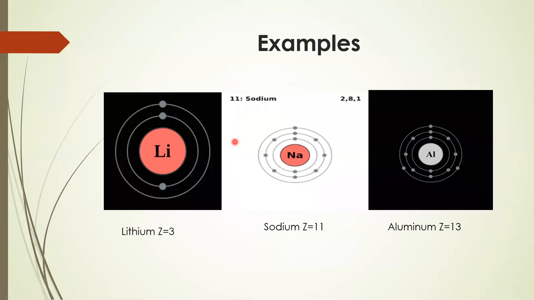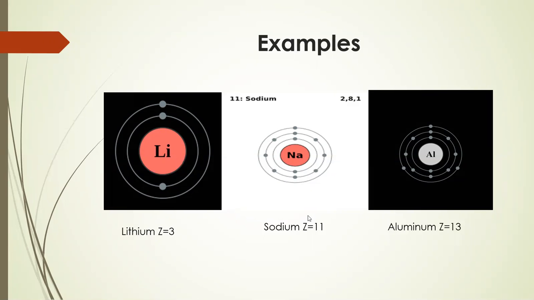Here are some examples by which you can see the atomic structure with the configuration of the electrons in the specific shells. If you go through lithium, the first shell contains 2 electrons, and the L shell contains 1 electron, because the atomic number, denoted by Z, is equal to 3. Then the number of protons in sodium is called the atomic number.